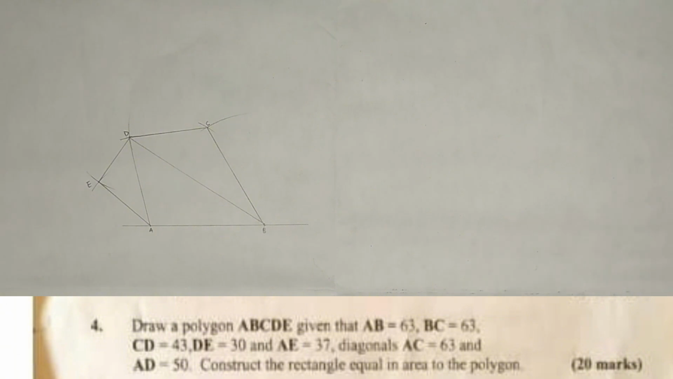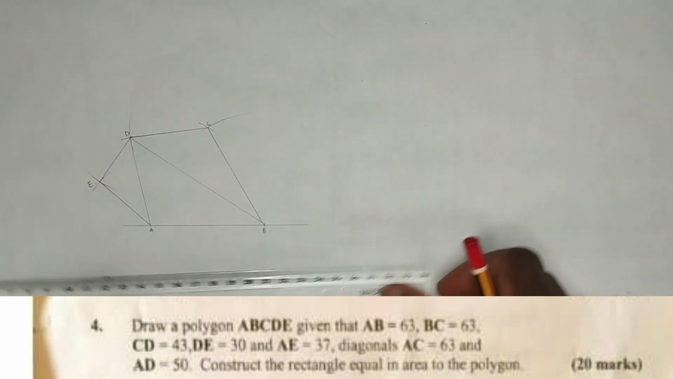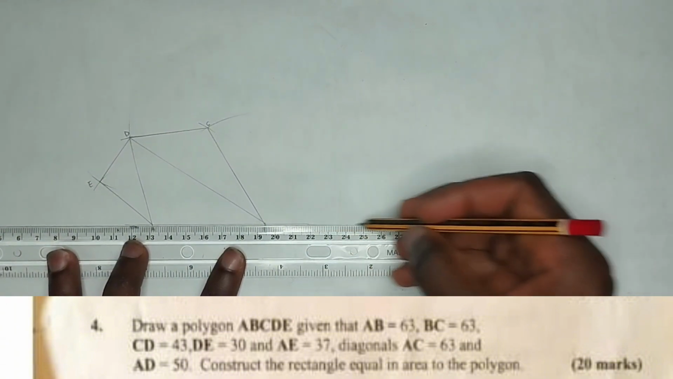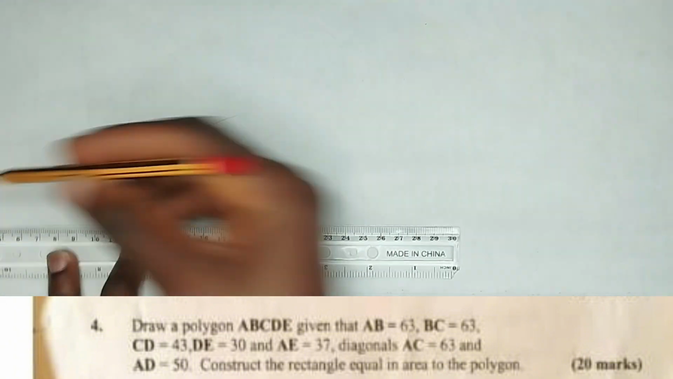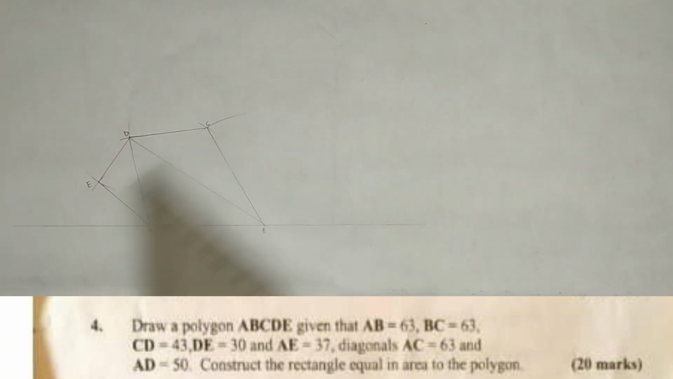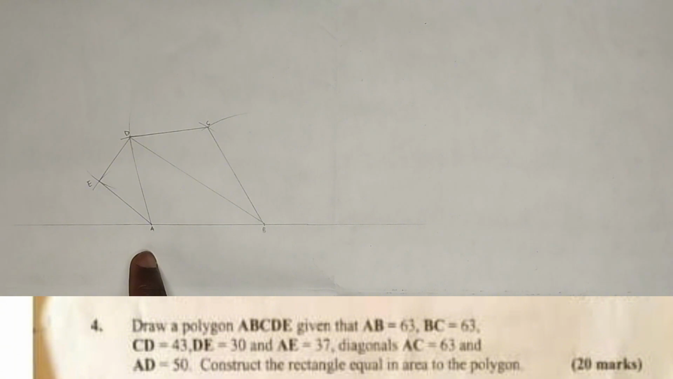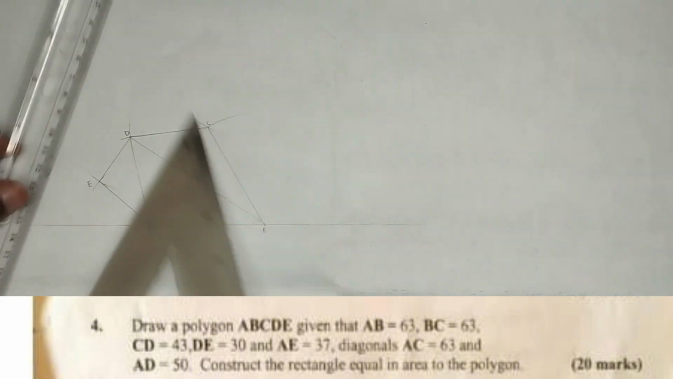But just follow me because we are going to be doing everything step by step and it's going to be very well explanatory. So the next thing we are going to do is to extend our baseline, which is line AB. We are going to extend it to the left and right hand side. Now we are going to be drawing lines that are parallel to AD, in point E. This is how it's going to be.